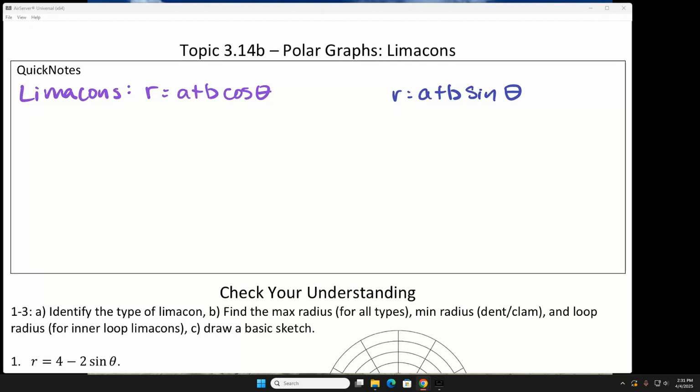And so whenever we're doing the cosine Limacon and the b value is greater than 0, a positive b value, the Limacon is going to be fatter on the positive polar axis. And then if it's a negative b, it's going to be fatter on the negative side of the polar axis. All right, and then the Limacon is going to have intercepts at positive and negative versions of whatever a is.